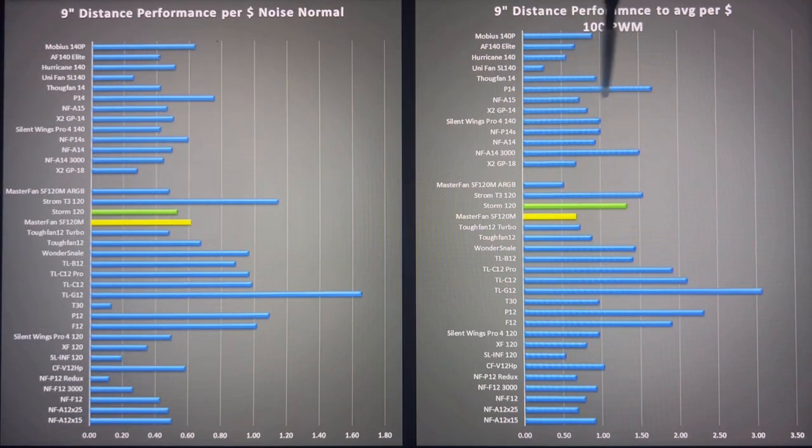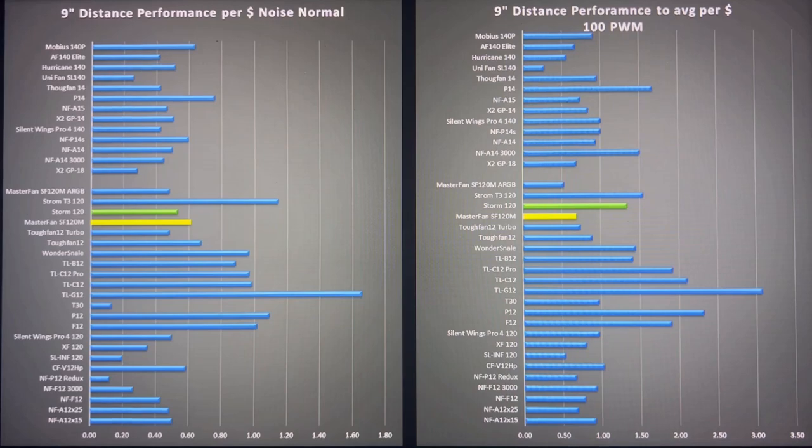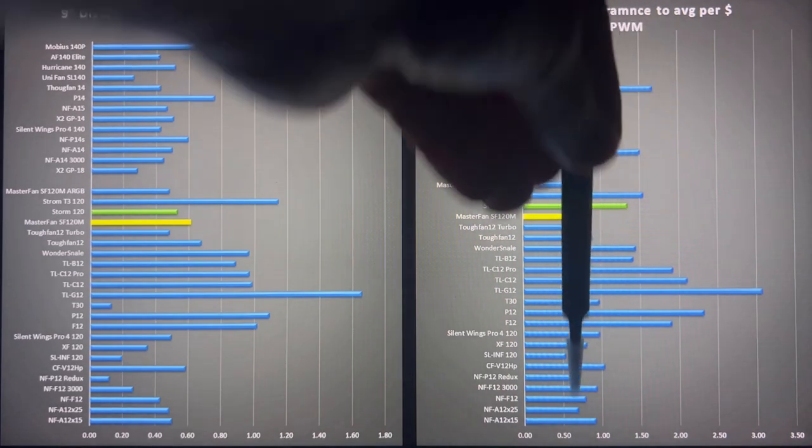The Master Fan is hanging on pretty well, and the ARGB version, they're above middle of the road, I would say. Moving on to 100% fan speed, the Storms claw their way back up to be slightly above average, while the Master Fan has dropped back in position. But it's still not a bad result, it's just more middle of the road.